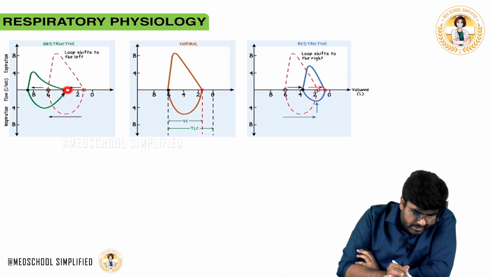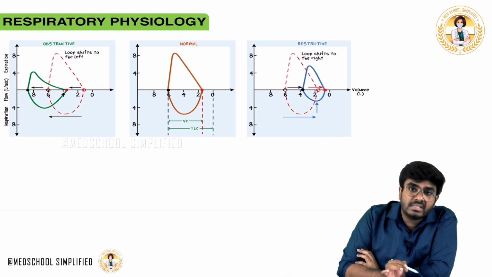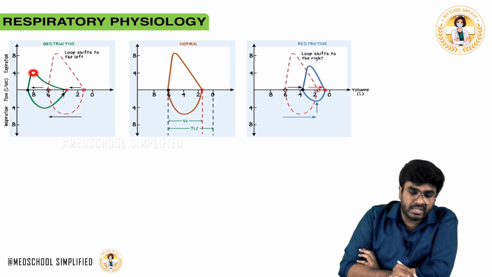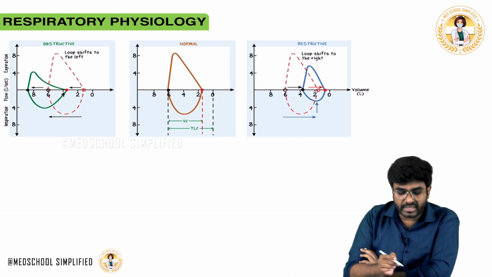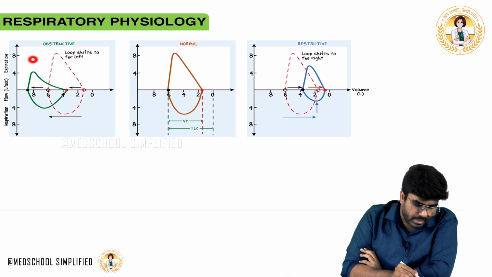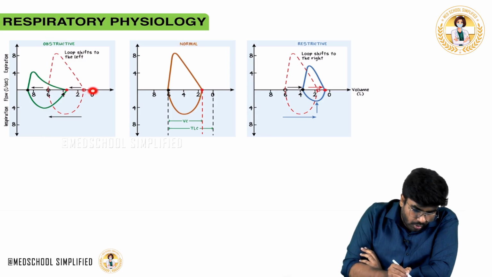In obstructive lung disease, now the curve is moving towards the left side. There is coving of the expiratory curve. Peak expiratory flow rate is decreased, and even the inspiration also decreases. Again, inspiration is not that affected, but peak expiratory flow rate is affected. It should be 8 liters, but it's now coming down. This is obstructive lung disease. The loop shifts to the left.